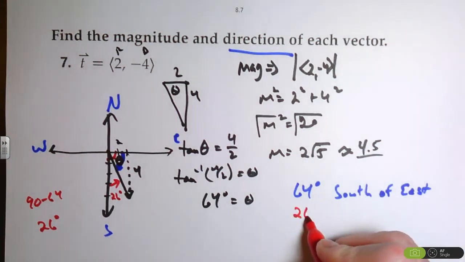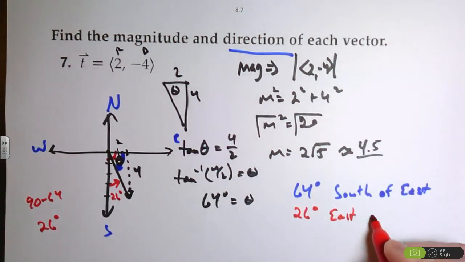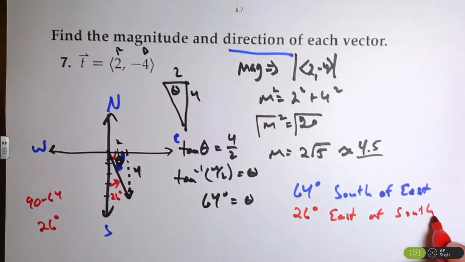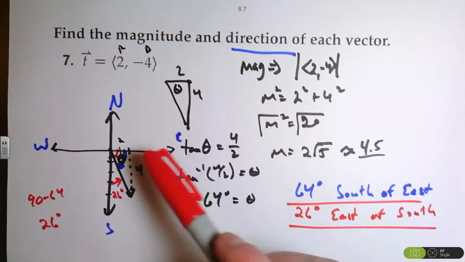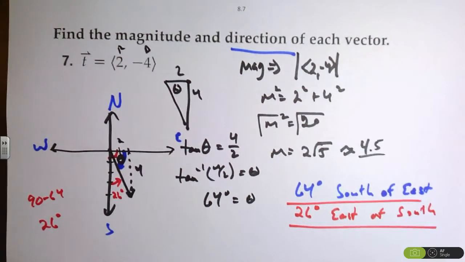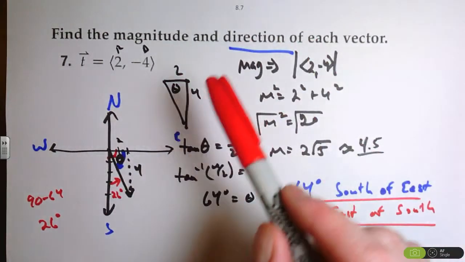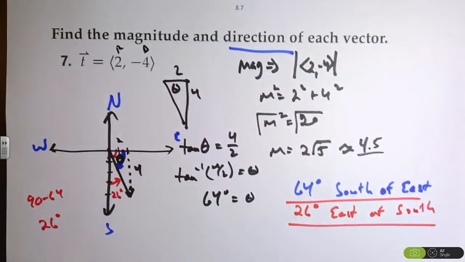So I am 26 degrees east of south. So I have a couple different ways I could describe the magnitude for this. Okay, and that's always the hardest part, is doing that. Just have the direction, not the magnitude. Direction is always difficult to sort out.